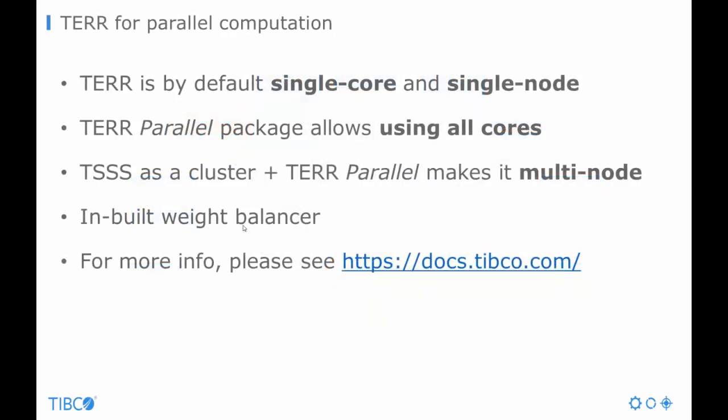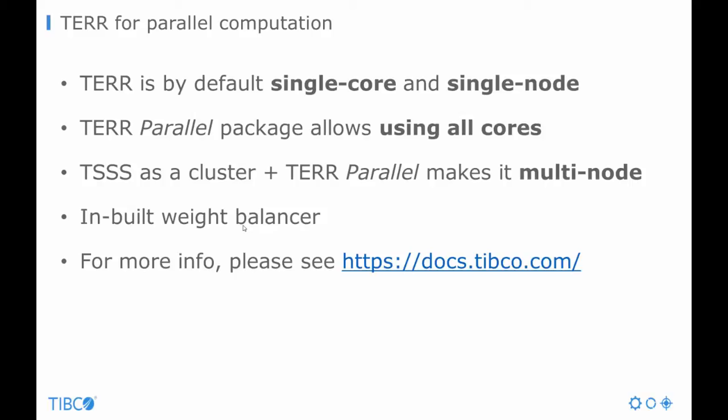Let me share a few more things about TERR via TSSS. By default, TERR, as well as R, is single core and single node. But it is important to be aware that TERR via TSSS can be set up as a single large machine or as a cluster of parallel machines. When we use the TERR parallel package, we can transform TERR into a multi-core system, and we allow it to use any number of available cores on your machine, which maximizes the usage of computation resources.